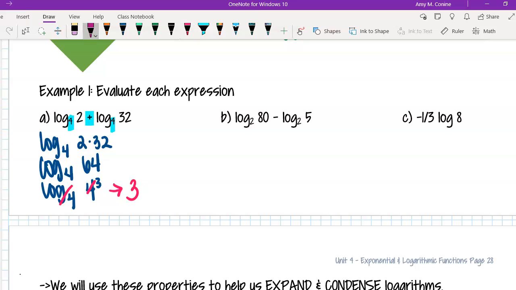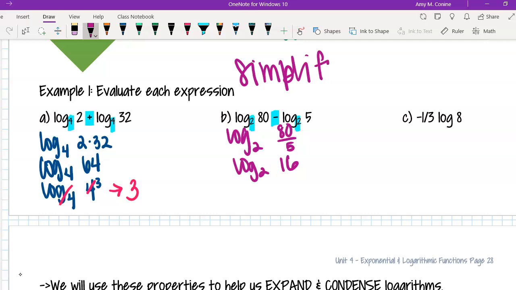For B, we have subtraction and the same base, so we can rewrite it as 80 divided by 5. Log base 2 of 80 divided by 5 is really log base 2 of 16. You have to simplify. The whole point of doing this is to simplify. If you combine your logs and then don't do anything with them, you haven't done anything at all. We need to know how to simplify and manipulate these expressions.